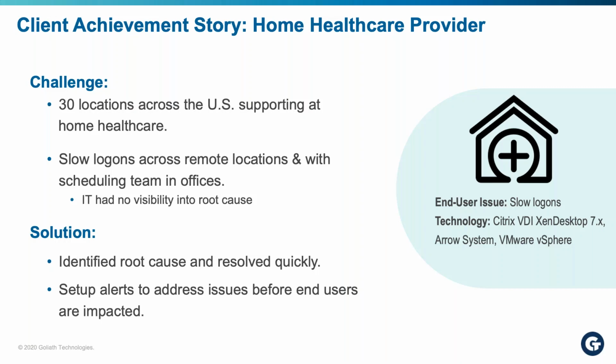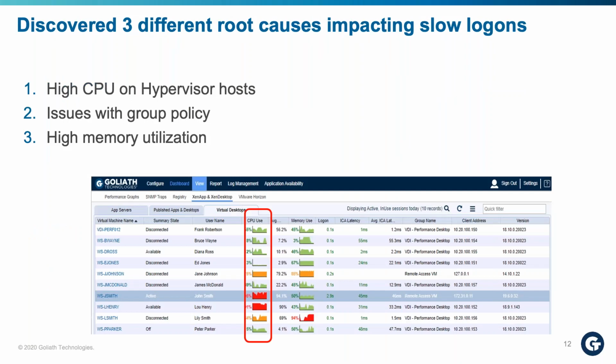And so they put in Goliath, and they were able to identify root causes within minutes. And they realized that it wasn't just one thing. It was a whole variety of things. Yemi, do you want to talk about some of the different root causes that they were able to identify and then take us into the software?